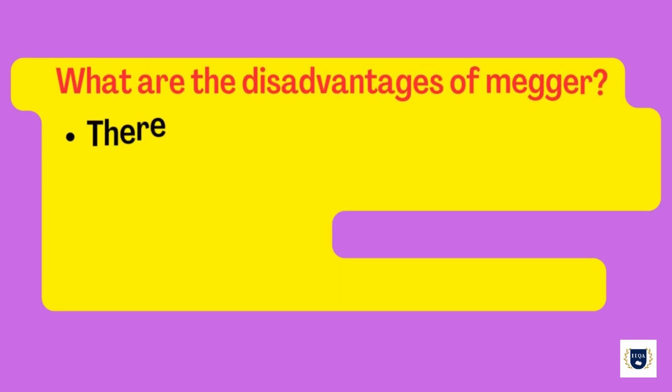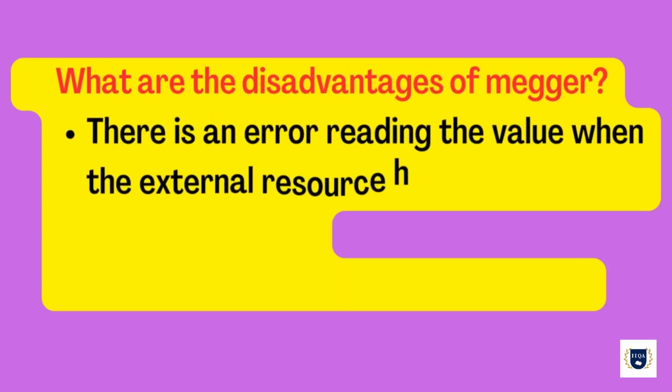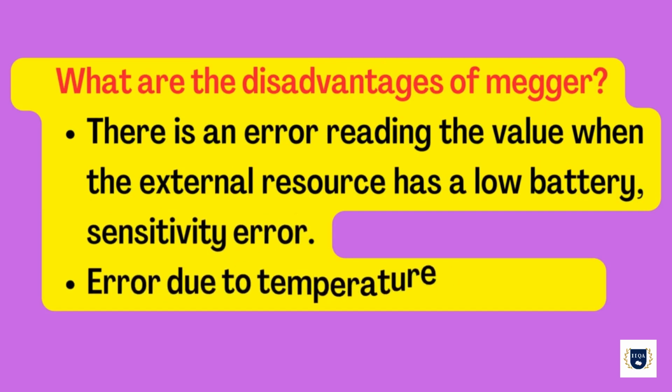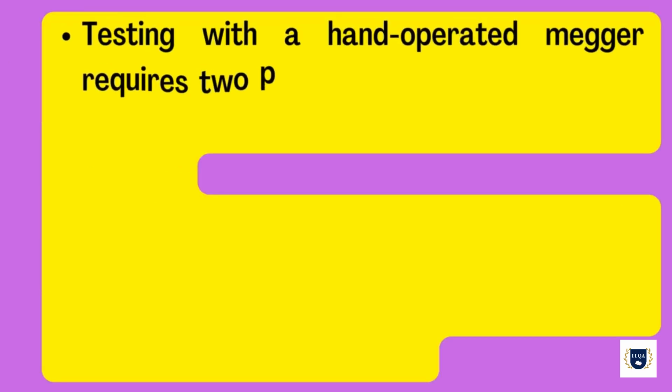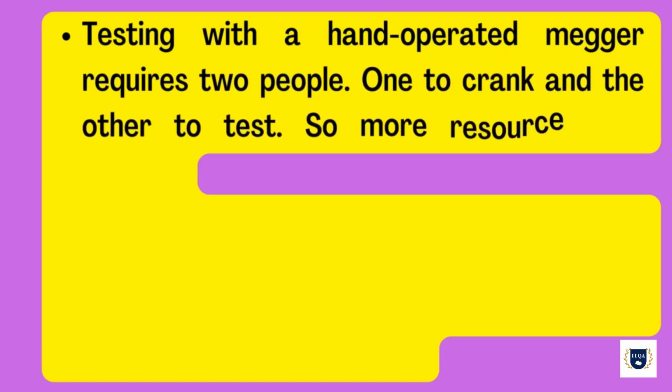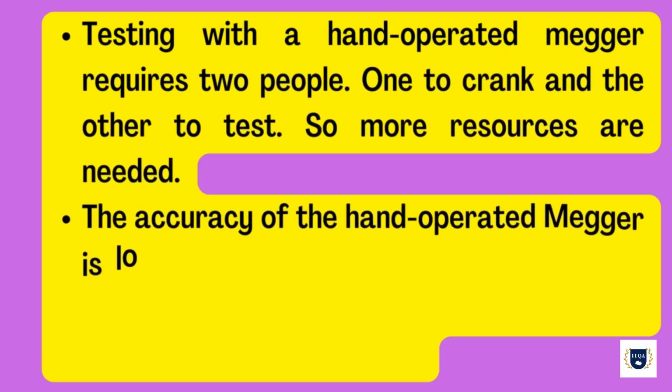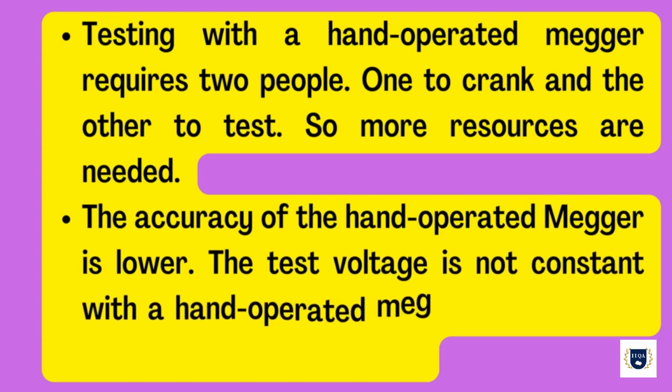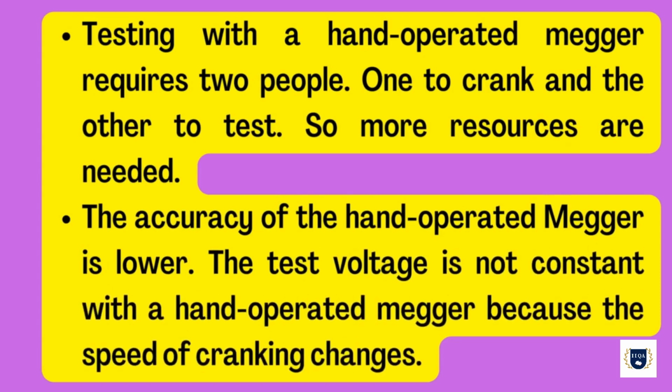What are the disadvantages of Megger? There is an error in reading the value when the external source has a low battery, a sensitivity error. Error due to temperature variations. Testing with a hand-operated Megger requires two people, one to crank and the other to test. So more resources are needed. The accuracy of the hand-operated Megger is lower. The test voltage is not constant with a hand-operated Megger because the speed of cranking changes.